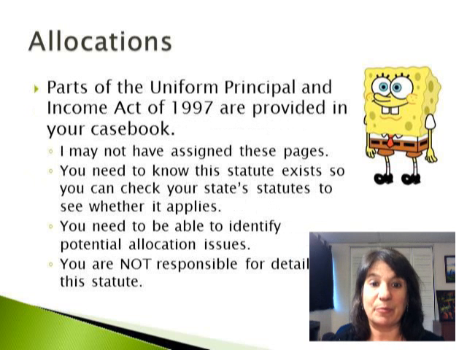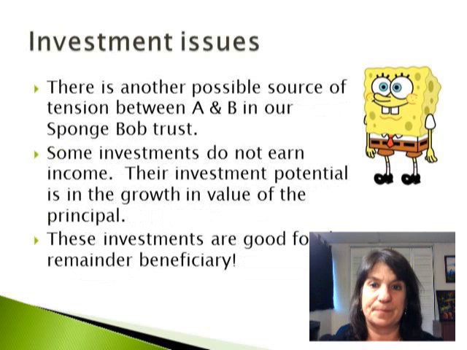All right, your authors have provided at least parts of the Uniform Principal and Income Act from 1997 in your casebook, and that's some of the pages I did not assign. You need to know that this statute exists. You must remember to check whether your state has adopted it or something similar, and you should be able to identify these potential allocation issues, but you're really not responsible for the details of the statute.